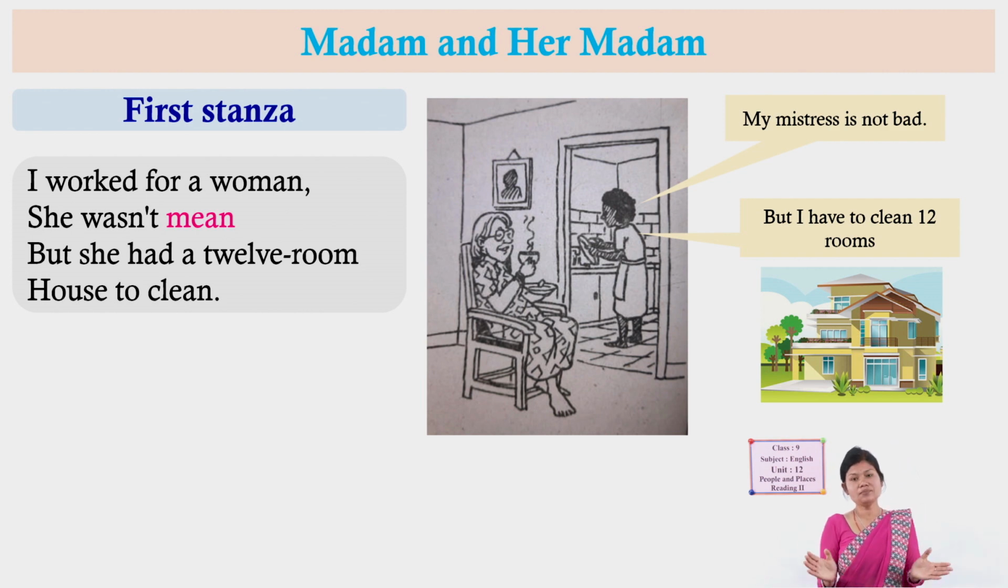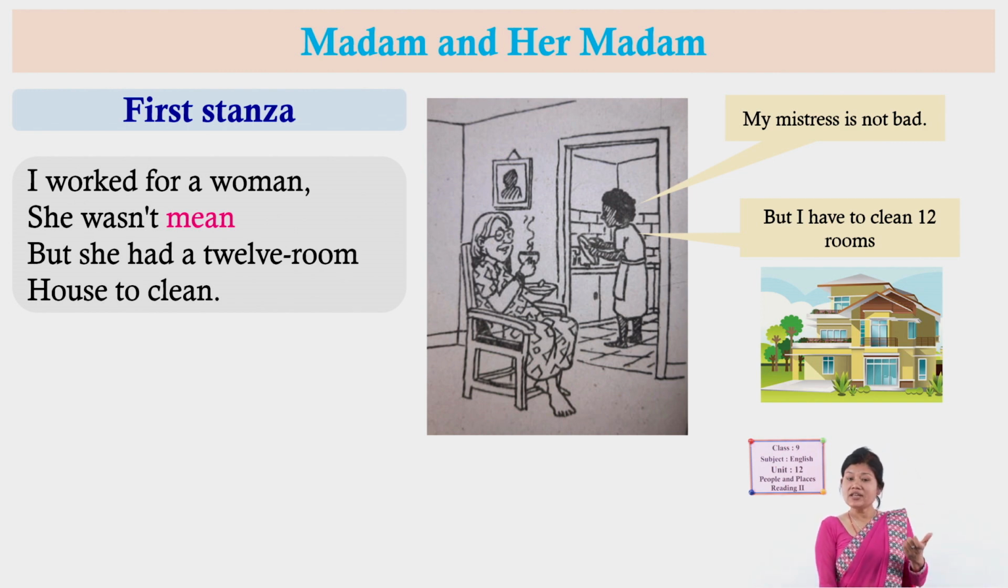So, this is the content of the first stanza. In the first stanza, the servant narrates her story, that she works for a woman and she is not unfair. She wasn't mean means she was not a bad person, not a selfish person, but the problem is that she has lots of work to do. She has to clean 12 rooms. I think you got it.